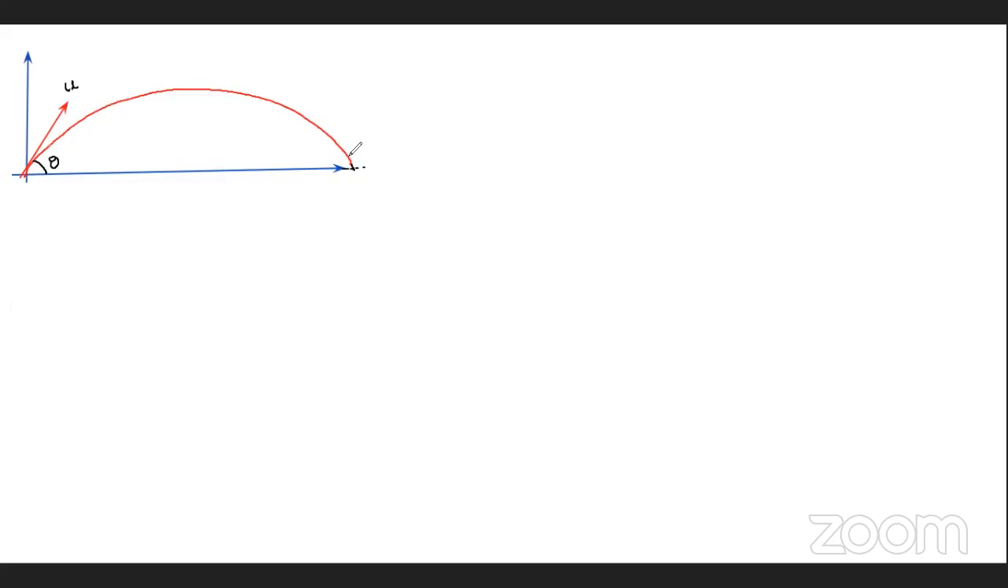Okay. While striking the ground, what is the velocity at that point? Practically, I have to draw a tangent like this. Okay, this will be a tangent here. So this is the velocity. That velocity equals how much? Okay, that is the question I am asking in projectile motion.